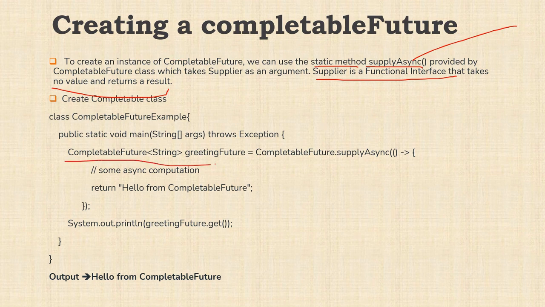Here we are storing the future with the help of CompletableFuture. What we are doing is CompletableFuture dot supplyAsync, and we are passing here, returning "Hello from CompletableFuture". Inside, it is taking the callable interface, so it's returning a string.